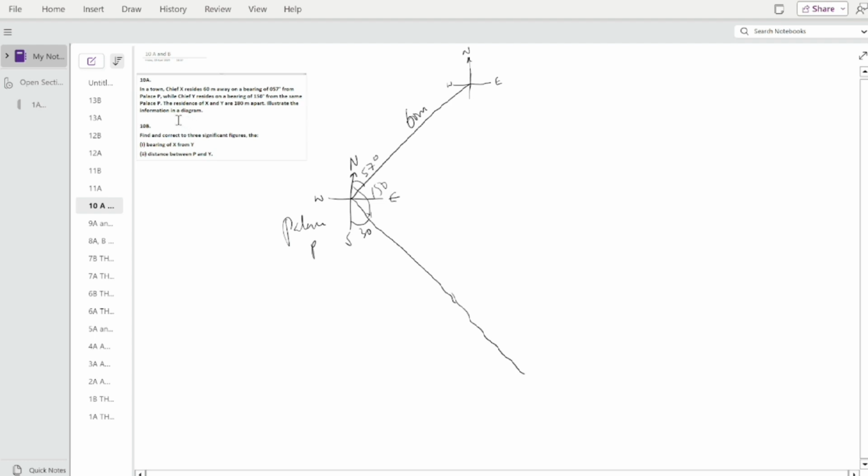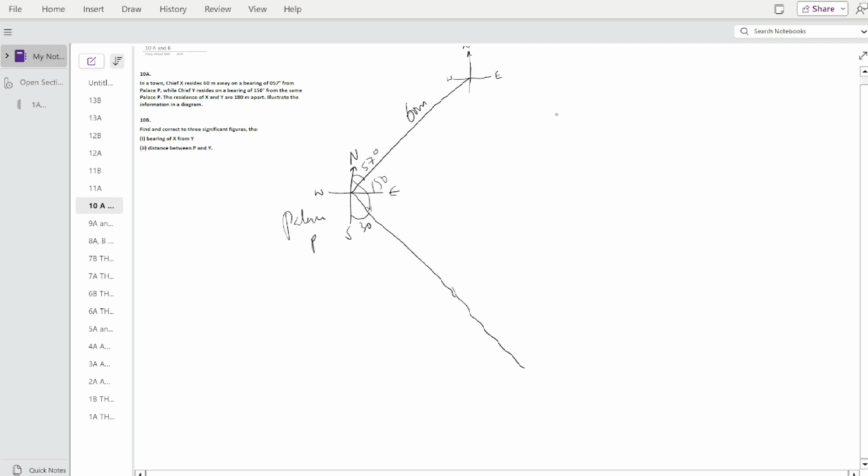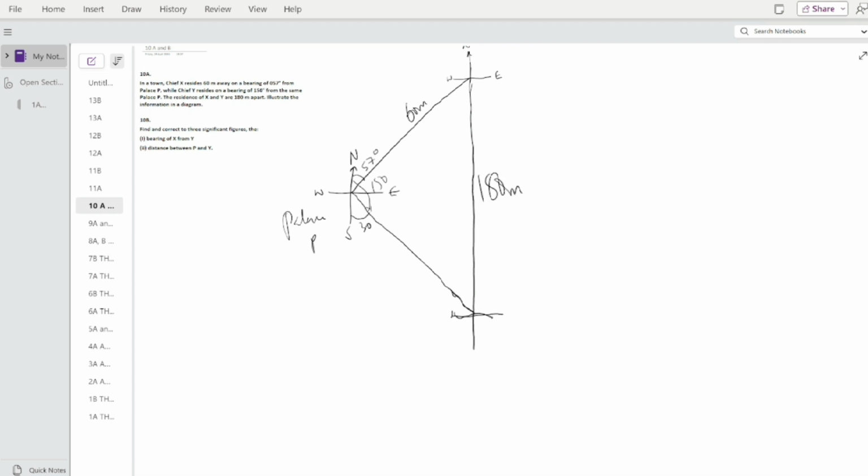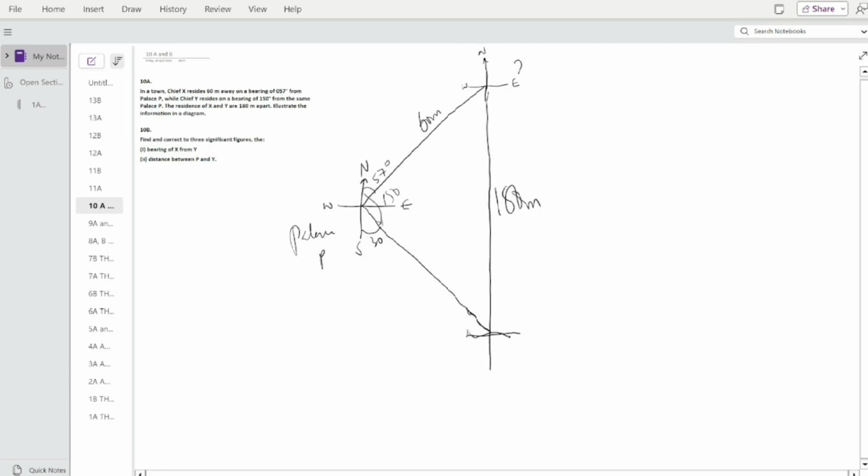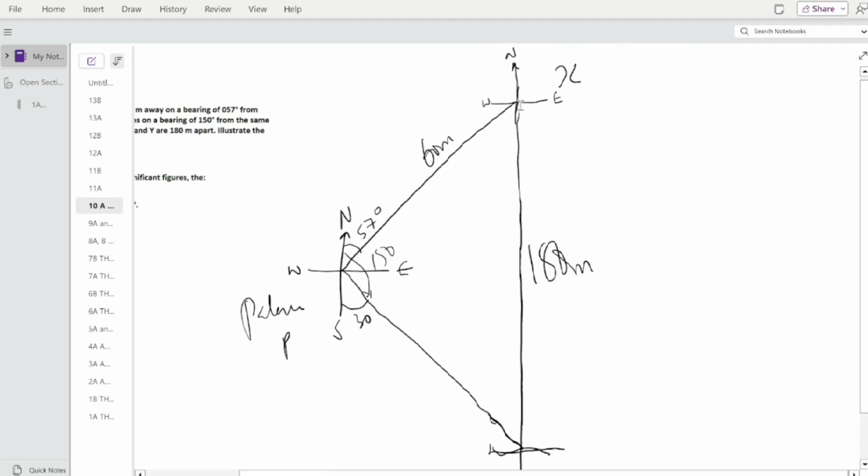The question then continues and says, the residences of X and Y are 180 meters apart. Since they are 180 meters apart, there's no bearing to show the location of one to the other. So the safest thing to do, since we're still doing our rough work, is to join a straight line. Make sure it's directly south. That's due south of this. It's still a sketch anyway. They are 180 meters apart. Chief X's house is here and Y is here. We have our palace here. Since we're not sure that Y is directly south of X, we can't find his angle.